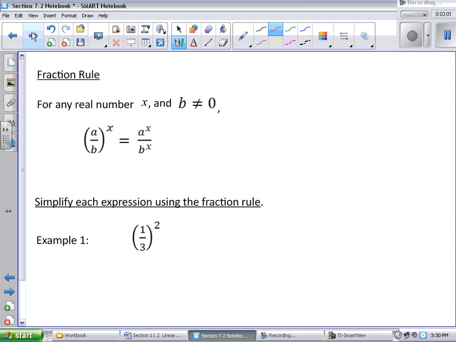So in example 1, we have 1/3 quantity squared. Everything inside parentheses gets squared, so it means I have 1 squared over 3 squared. 1 squared, 1 times 1 is 1, and then 3 squared, 3 times 3 is 9. And there's my final answer in simplified form.